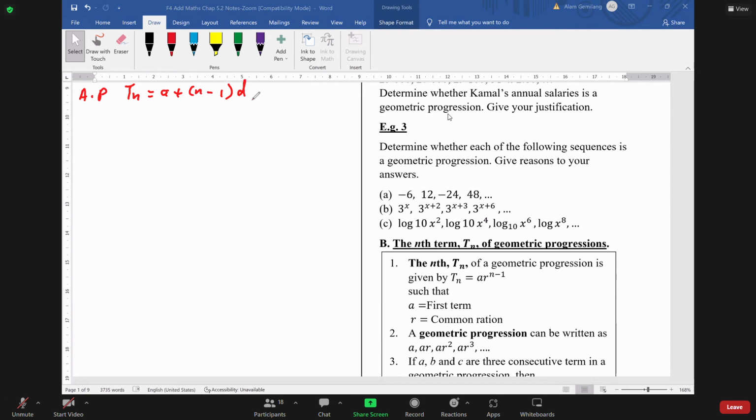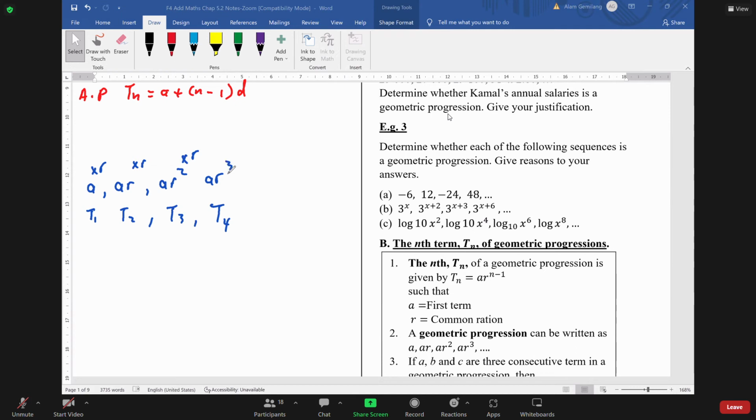So similarly, let's say the first one is A, this is T1. So the second one is what? It times R, right? Common ratio. So it becomes AR. So this is T2. Then this one, T3, it times R again, so it becomes AR squared. After that, T4 becomes AR cubed, times R again.